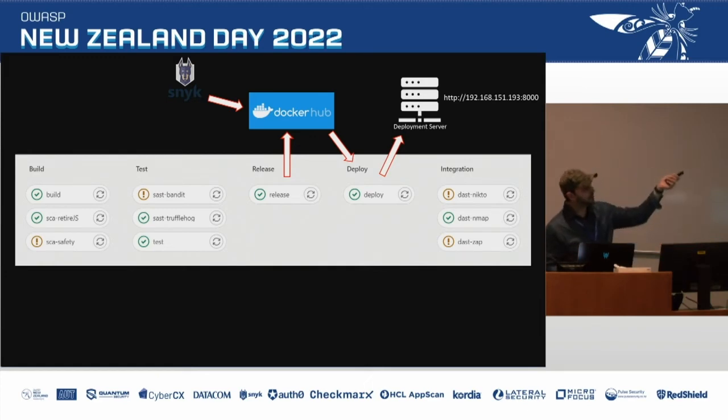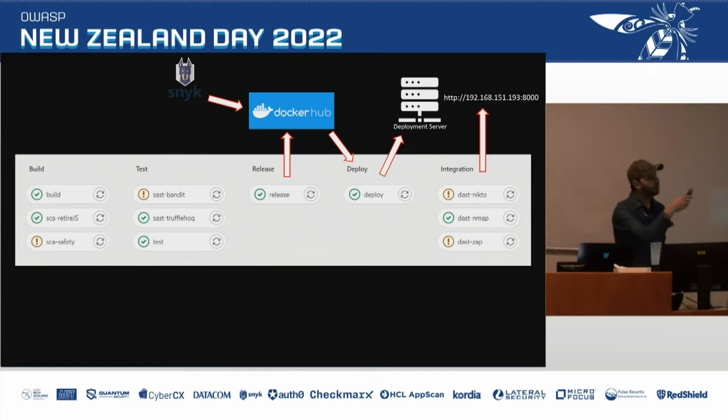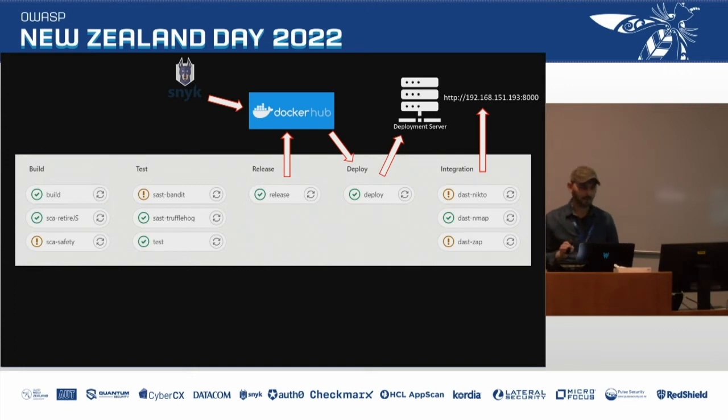And once that IP address is there, once the web application is deployed, I will be running my tools again, running the DAST scanning again to find vulnerabilities in my applications. So that's how this whole pipeline is set up.